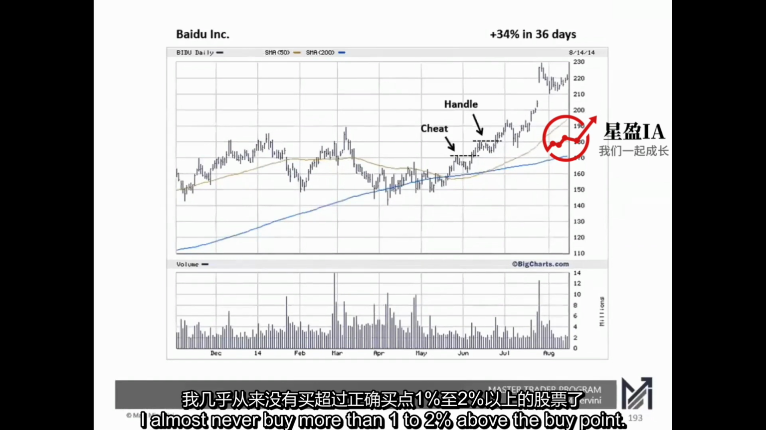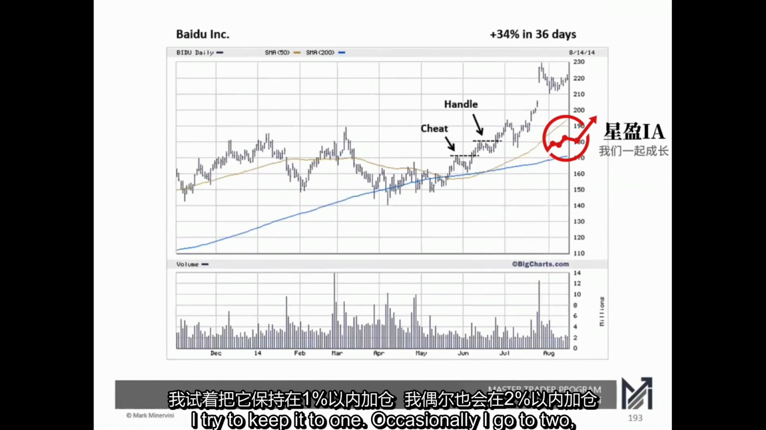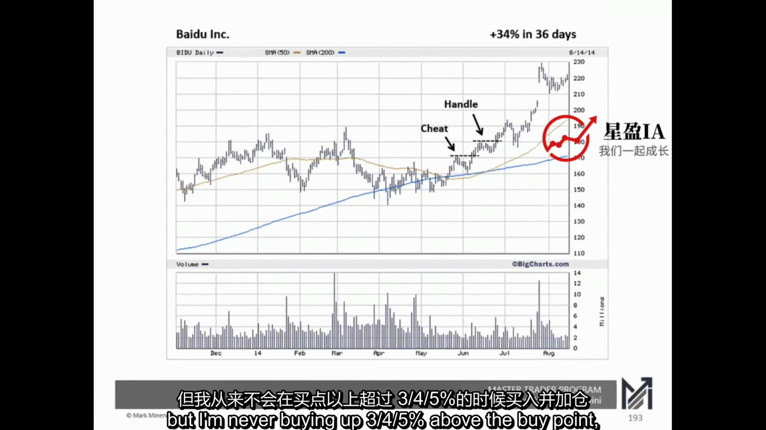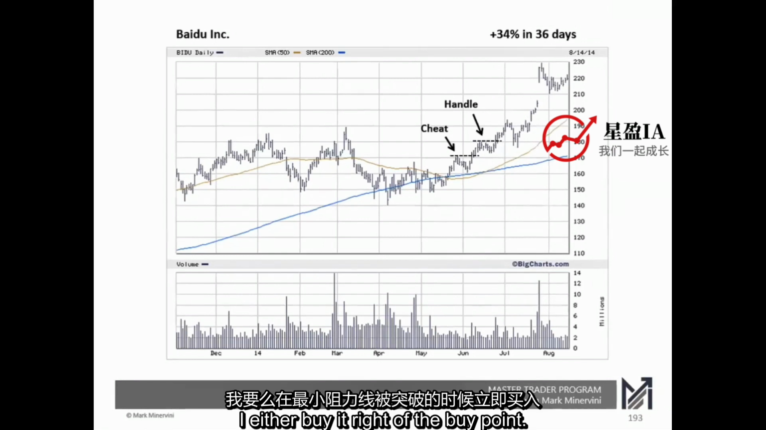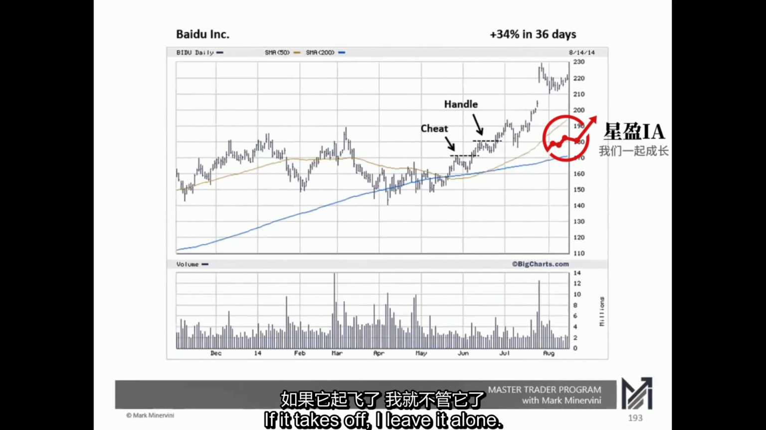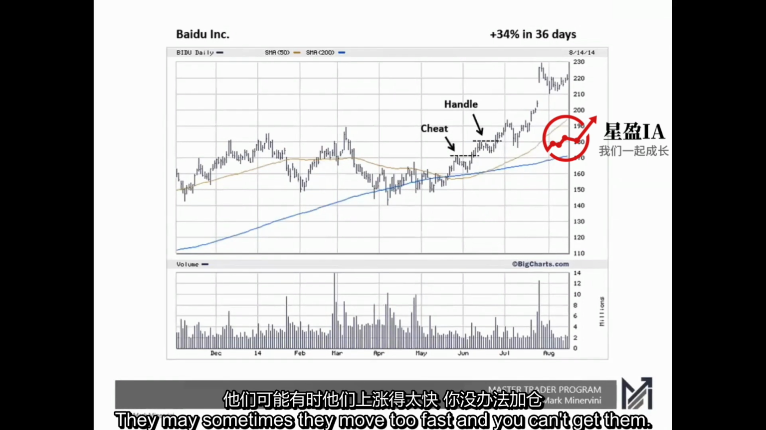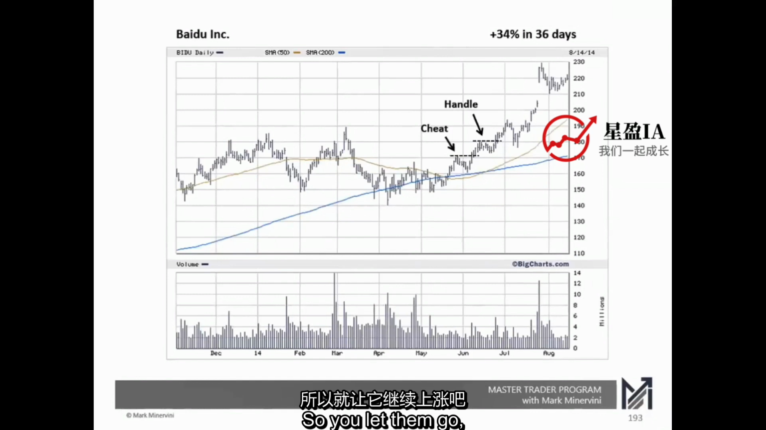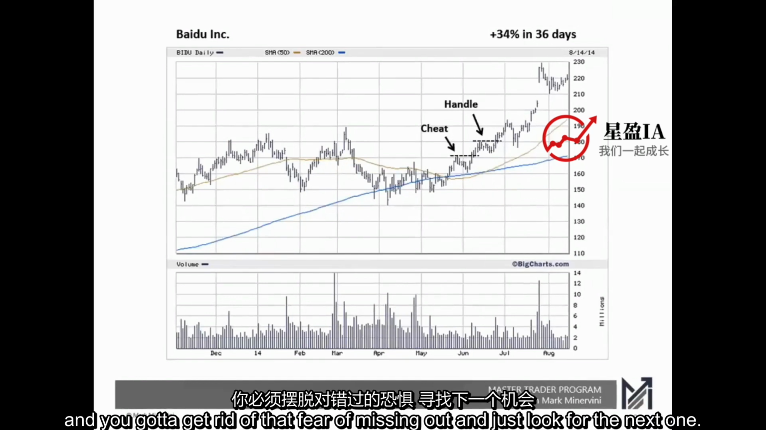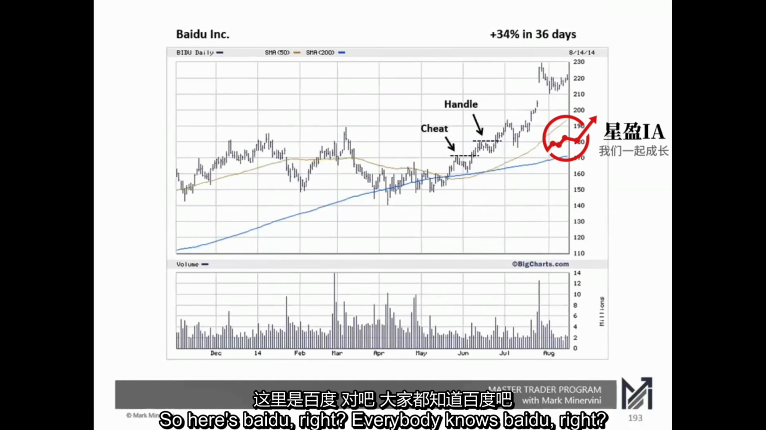I almost never buy more than 1 to 2% above the buy point. I try to keep it to 1. Occasionally I go to 2, but I'm never buying it up 3, 4, 5% above the buy point. If I either buy it right at the buy point, or if it takes off, I leave it alone. Sometimes they move too fast and you can't get them. So you let them go, and you've got to get rid of that fear of missing out and just look for the next one. So here's Baidu.